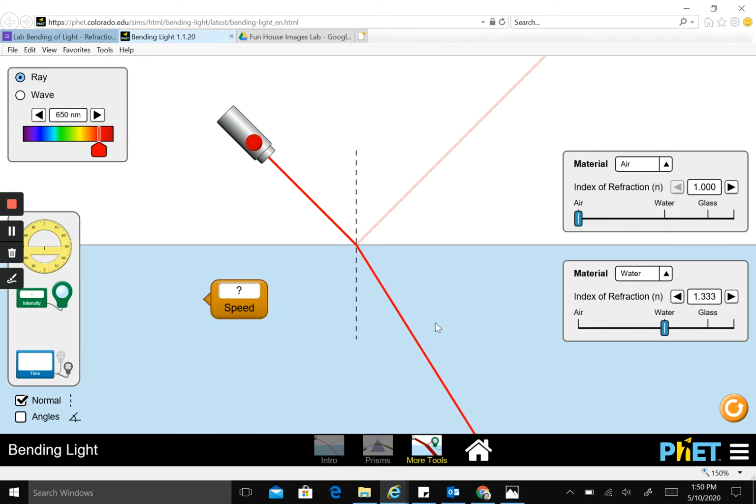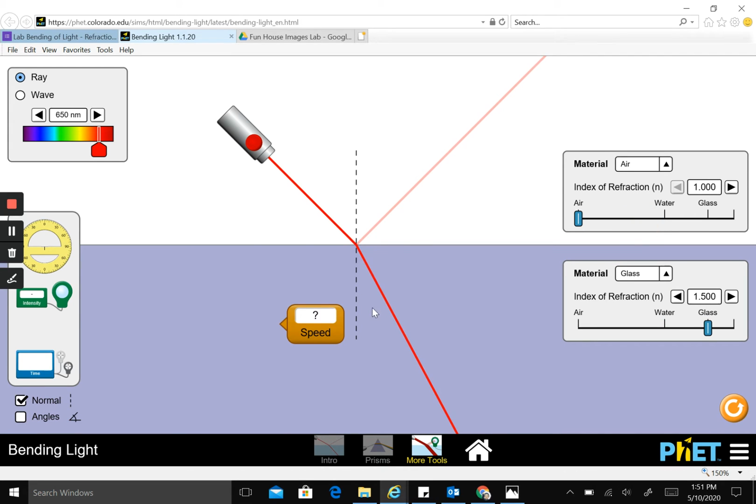Now with water, which is more dense than air, what you notice is the speed in air here, and then you can see the speed in the substance of water is this. And if you look at glass, notice that angle is even less, and what you'll notice is the speed is even less. So as you pass into something that's even more dense, the speed decreases even more, and that angle of refraction decreases even more.